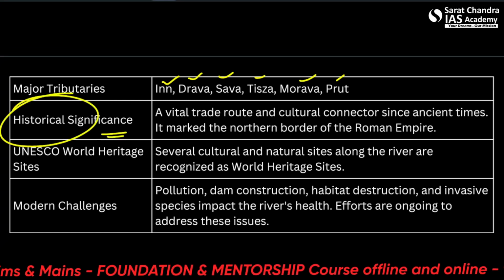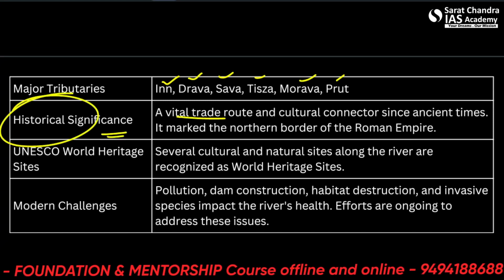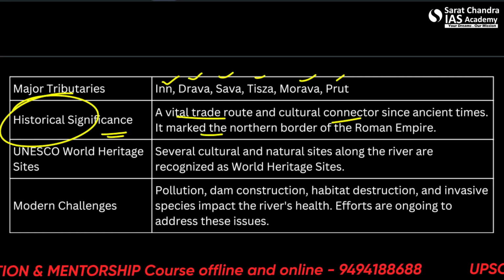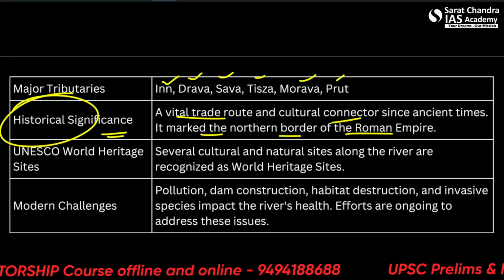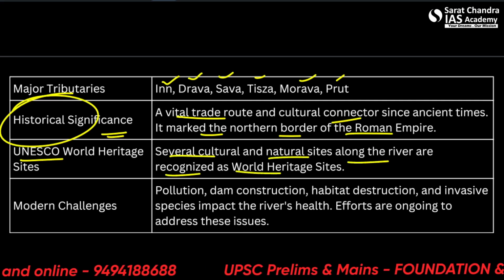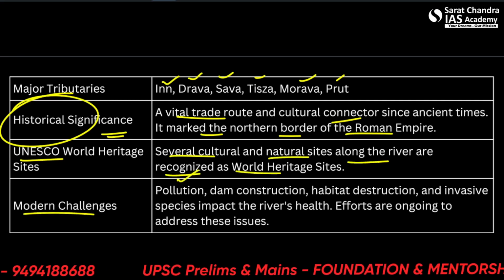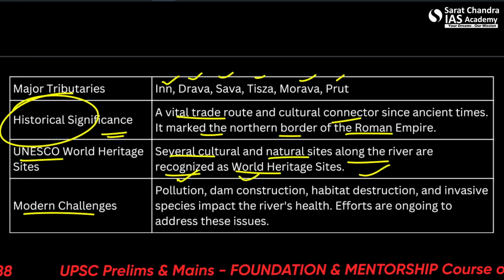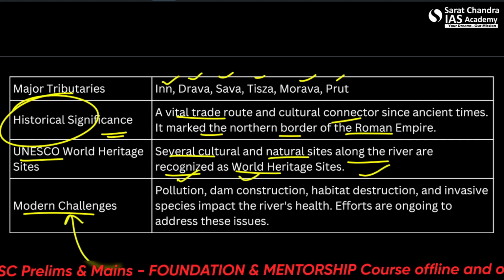Historical significance: a vital trade route, all right, and a culture connector since ancient times. It marked the northern border of the Roman Empire. Several cultural and natural sites along the river are recognized as World Heritage Sites. And modern challenges are pollution, dam construction, habitat destruction. So very common modern challenges which every water body is facing.